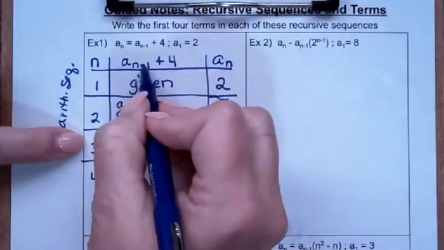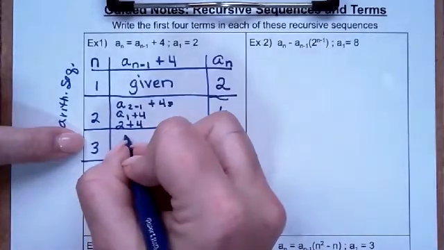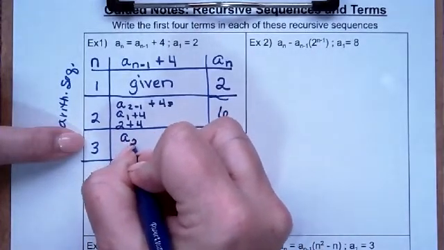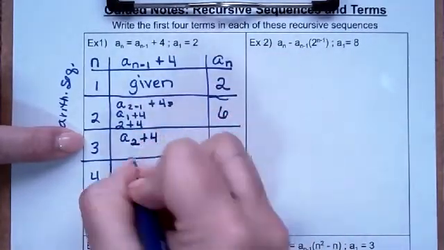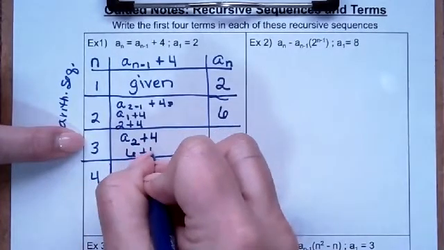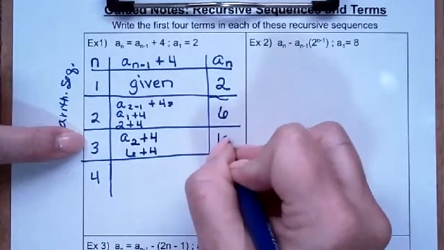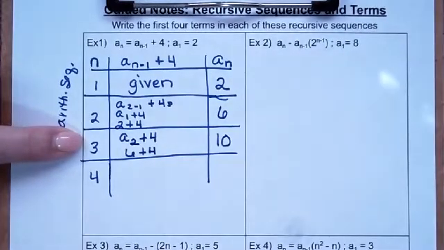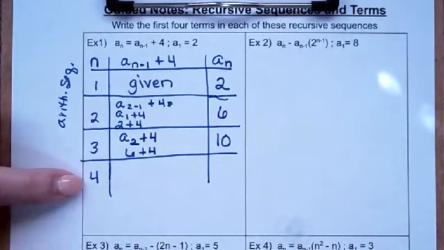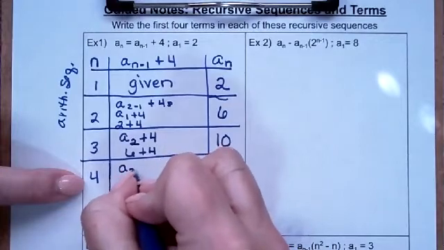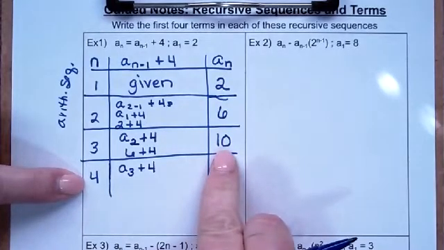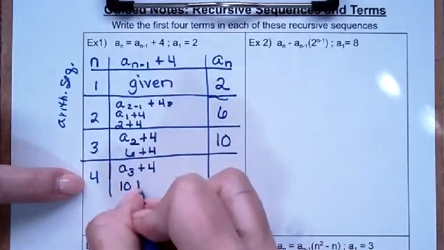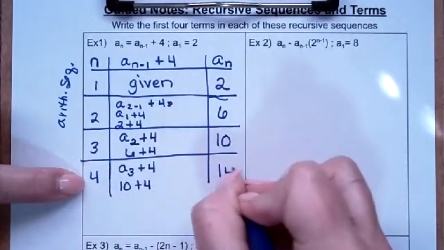Now, let's go down to our next one. Again, a sub n minus 1, that's the one before it. So really what I'm going to do here is take my a sub 2 answer, which is 6, and add 4. So I've got 6 plus 4, which is 10. See how this is working? Now to find a sub 4, I'm going to take a sub 3 and add 4 to it. A sub 3's answer right here is 10 plus 4, which is equal to 14.